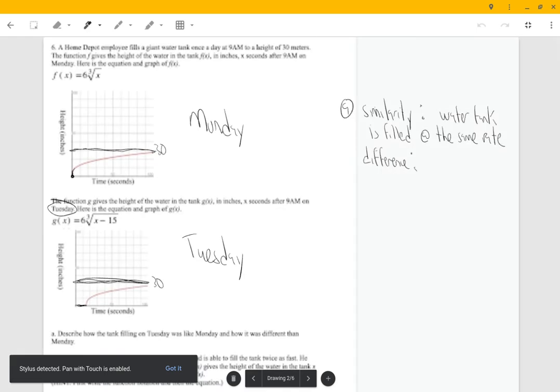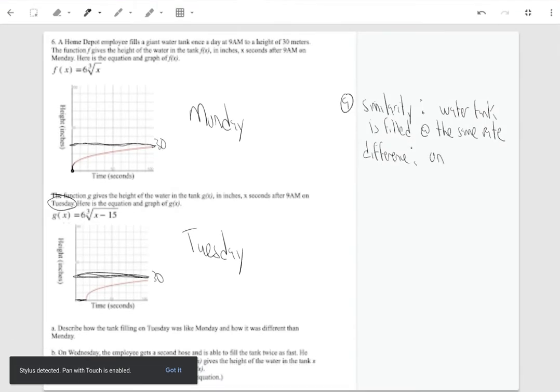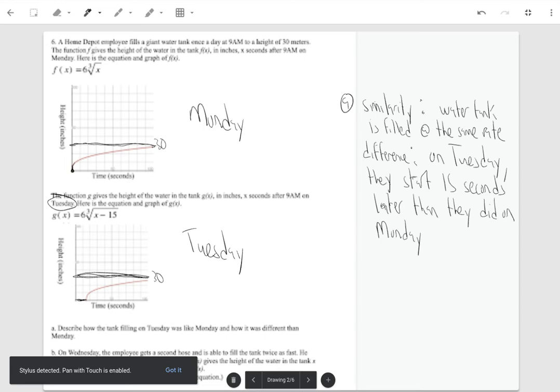So that's going to be the difference, is that on Tuesday, they start 15 seconds later than they did on Monday. They're filling it at the same rate, but they're starting 15 seconds later. So in other words, it'll finish 15 seconds later. So that's A.